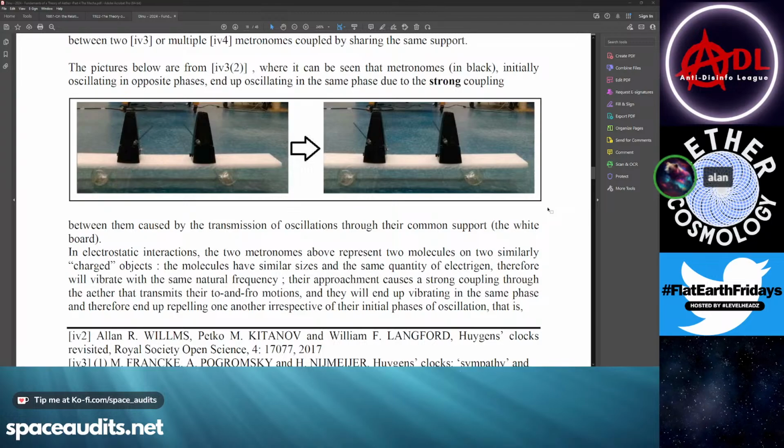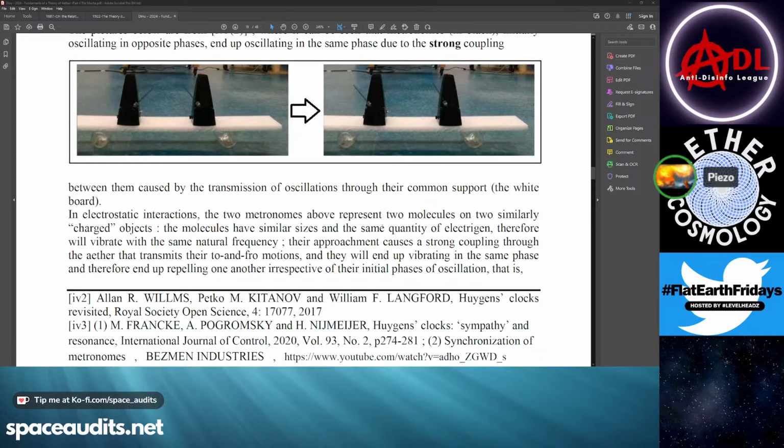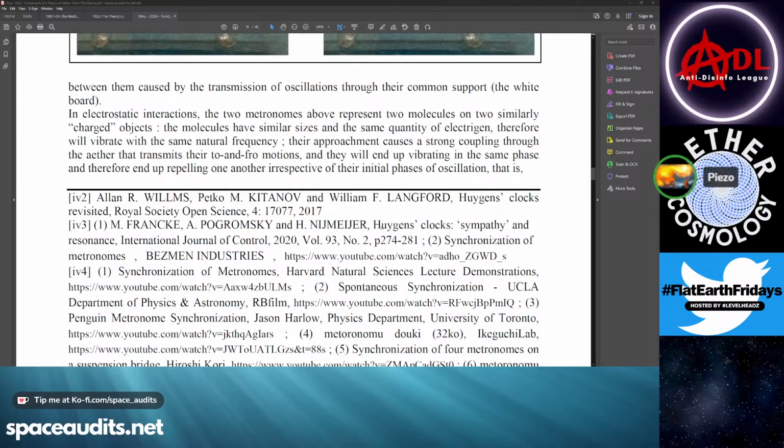That's crazy. In electrostatic interactions, the two metronomes above represent two molecules on two similarly charged objects. The molecules have similar sizes and the same quantity of electrogen, therefore will vibrate with the same natural frequency. Their approachment causes a strong coupling through the ether that transmits their to and fro motions, and they will end up vibrating in the same phase and therefore end up repelling one another irrespective of their initial phases of oscillation.